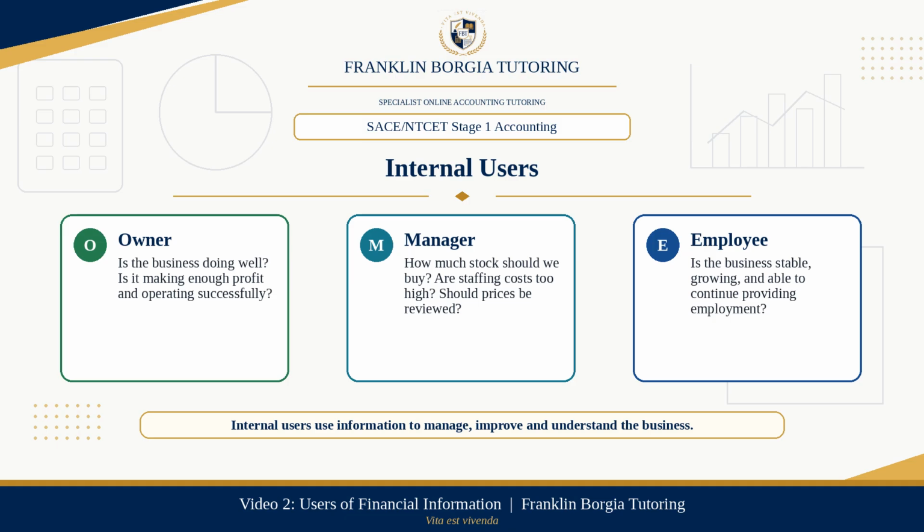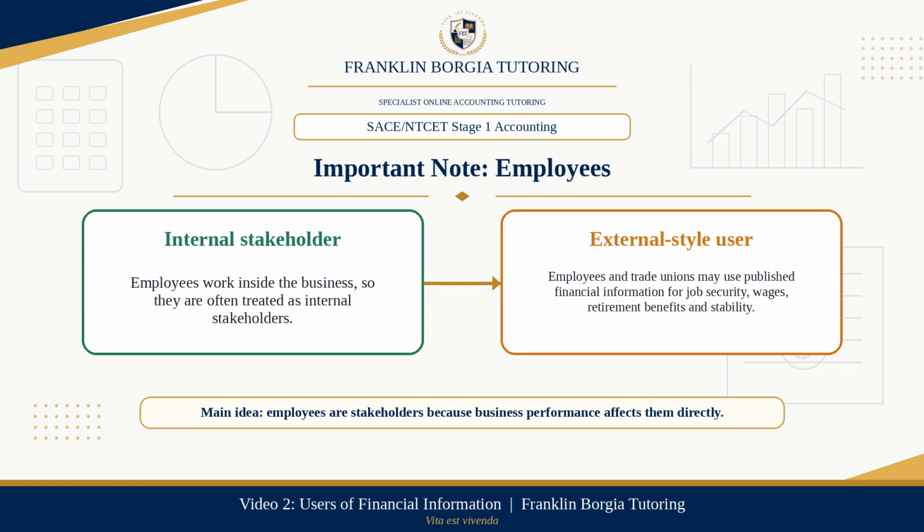Employees are also interested in accounting information. They may want to know whether the business is stable, growing, and able to continue providing employment. There is one important note about employees. Employees are often considered internal stakeholders because they work within the business. However, employees and trade unions may also use published financial information like external users, especially when thinking about job security, wages, retirement benefits, and business stability.